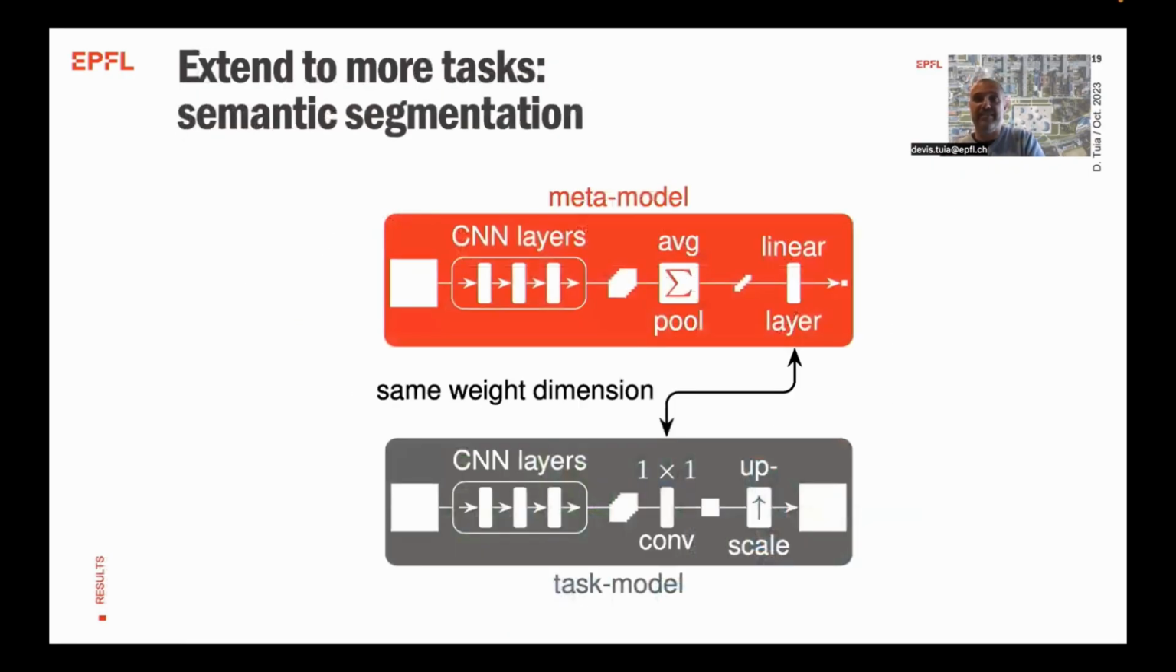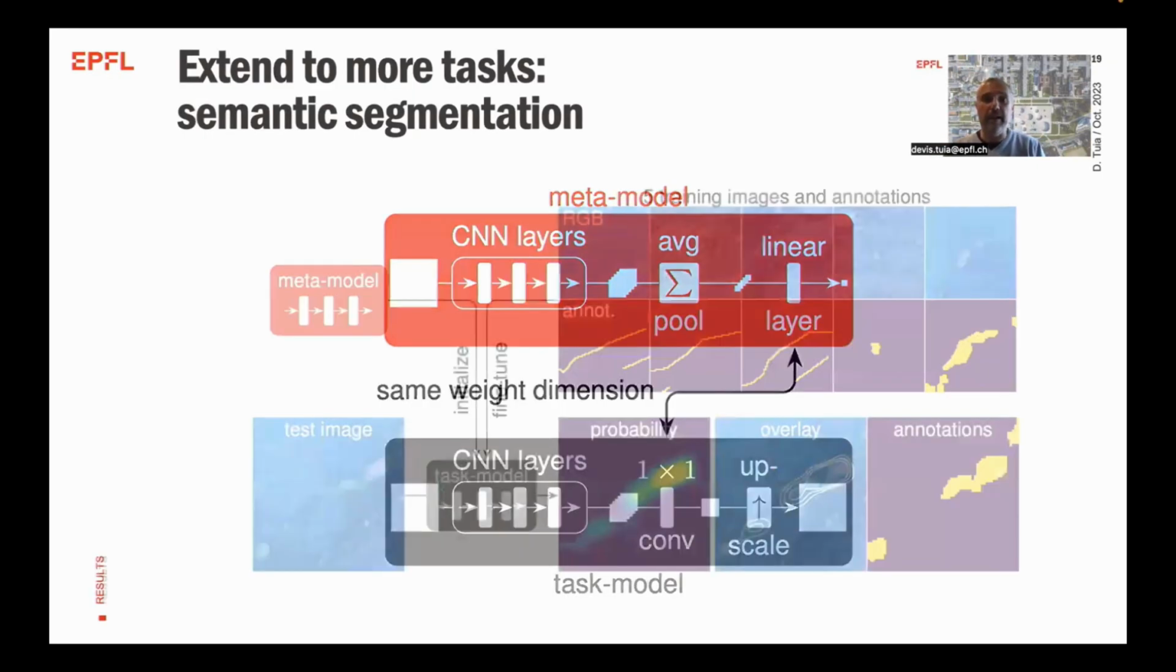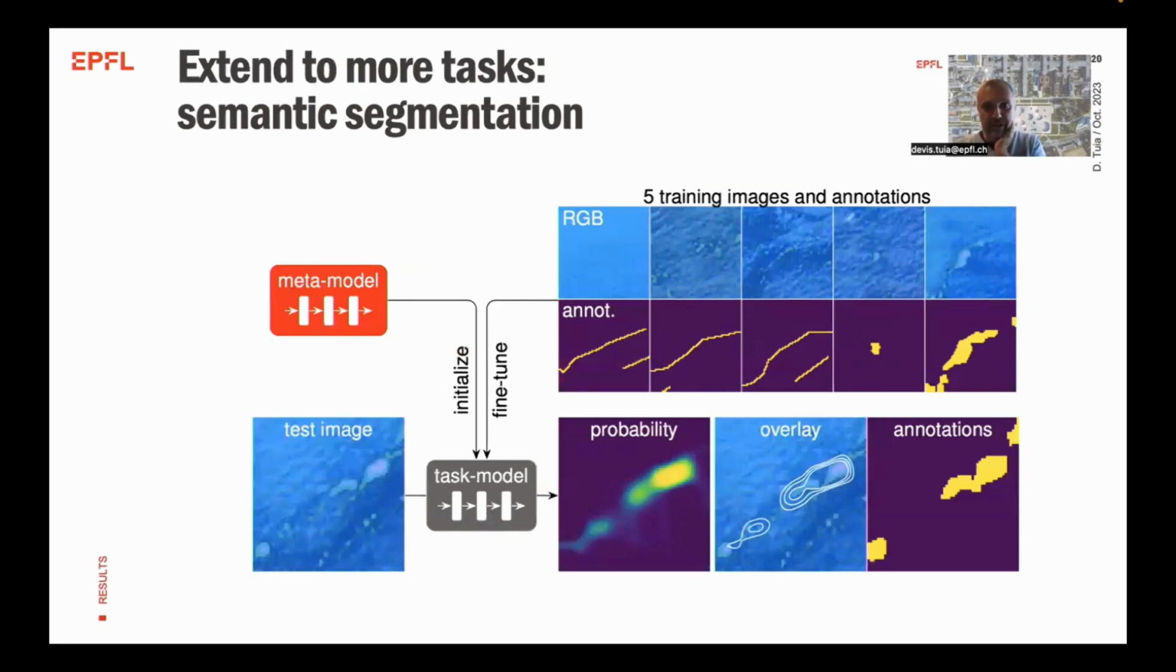Then, since we have this representation, as for any modern foundation model, you can use it to do semantic segmentation, for example. Here is just an example that we have in the paper when, with the same meta model, we initialize a task model whose task is not classification this time, but semantic segmentation. In this case, we are looking at floating debris in the oceans with only 5 training images and the corresponding labels, so annotation masks. We can then get to some predictions that are totally correct, and yeah, that's it.